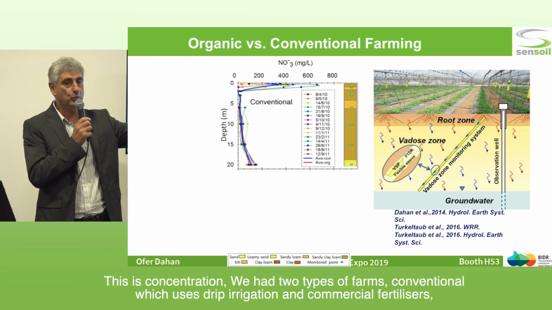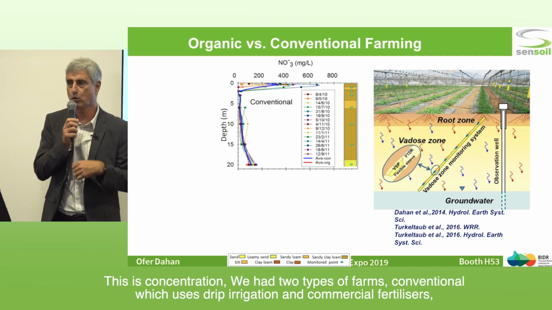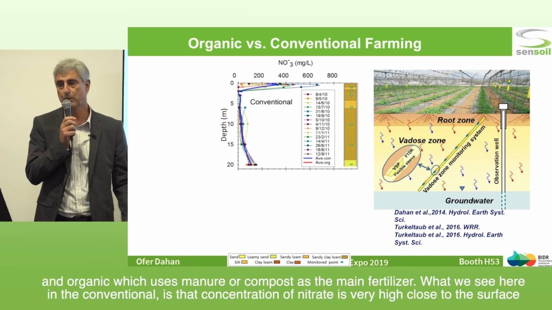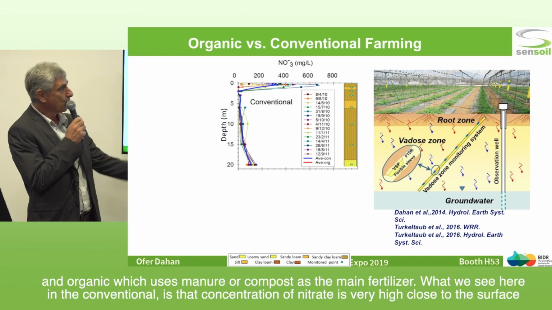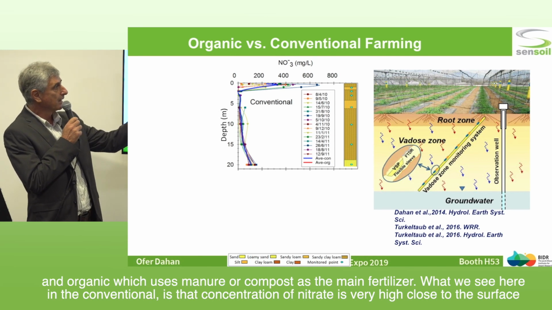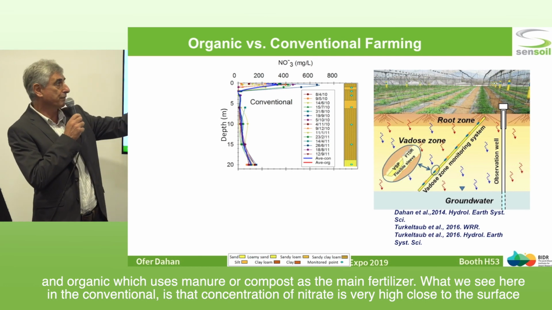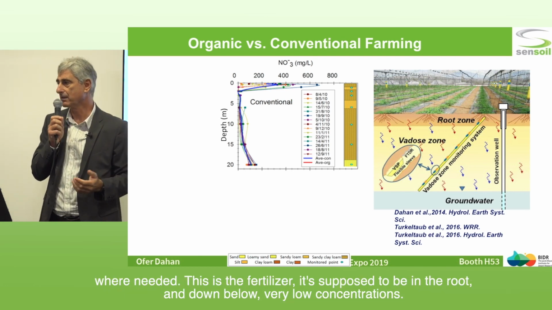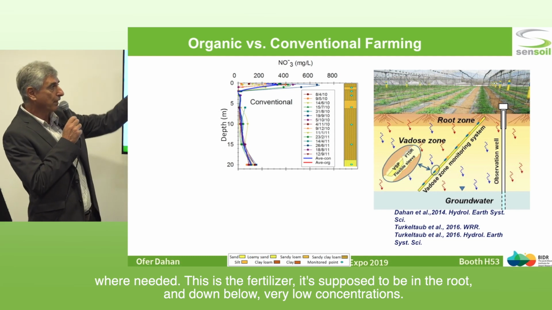I mean, we had two types of farms: conventional, which use drip irrigation and commercial fertilizer, and organic, which use manure or compost as the main fertilizer. What we see here in the conventional is that the concentration of nitrate is very high, close to the surface, where we need it. This is the fertilizer. It's supposed to be in the root zone, and down below, very low concentration.